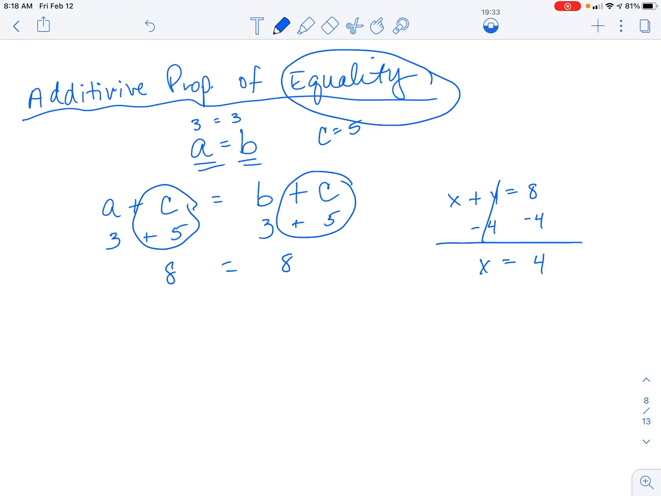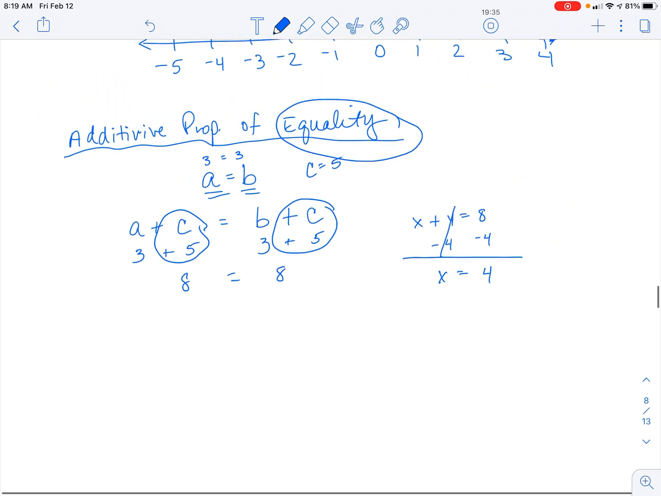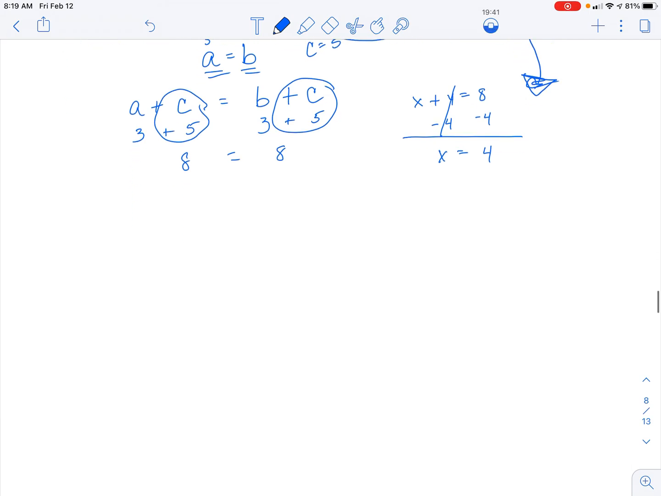Okay, so we've been using that to help us solve our algebra problems. So utilizing this property is when we do this. Okay, now let's talk about what the additive property of inequality is.